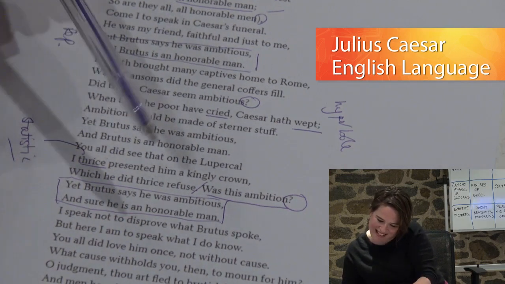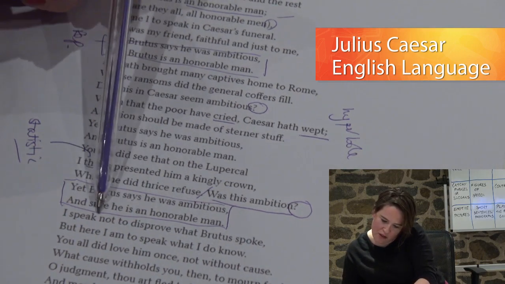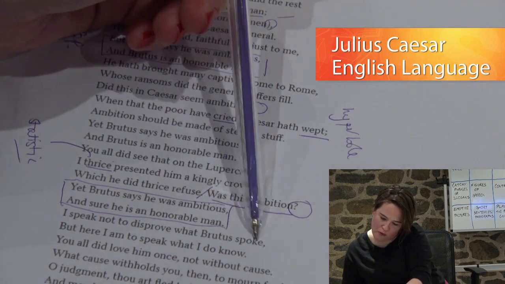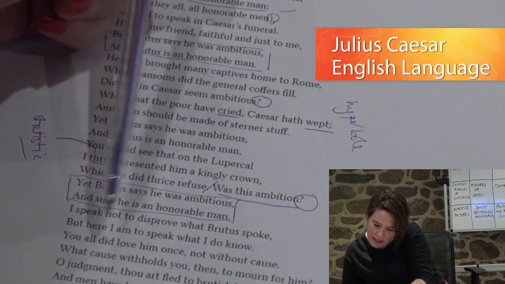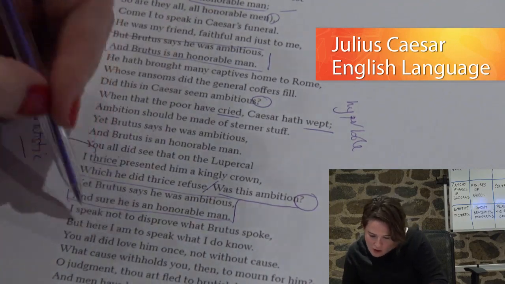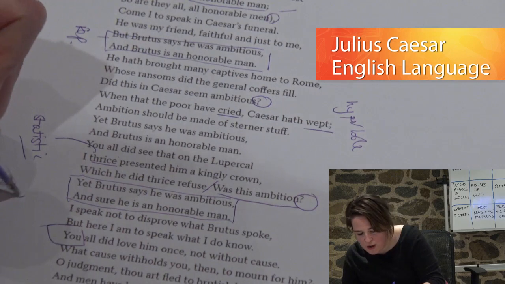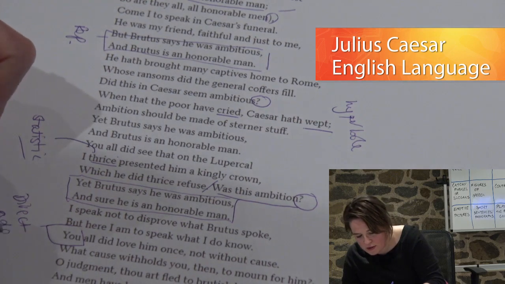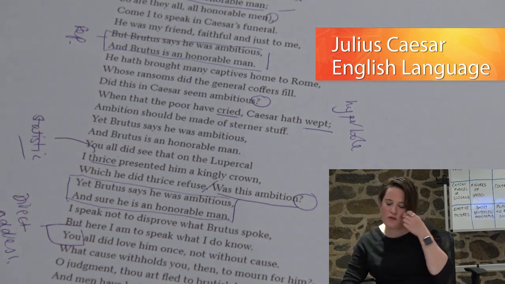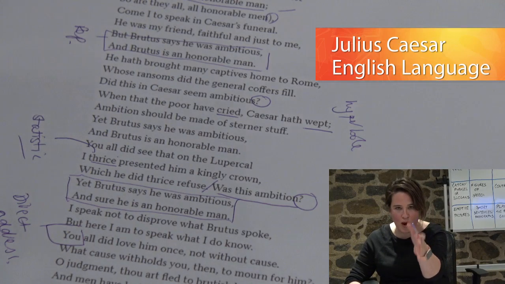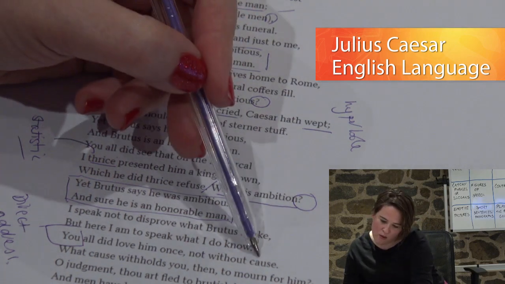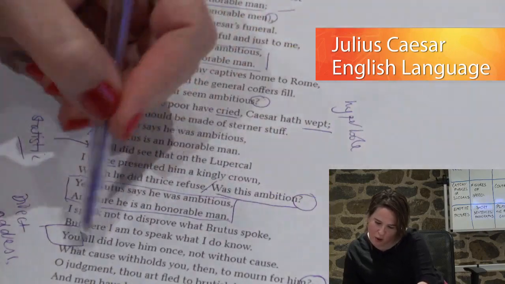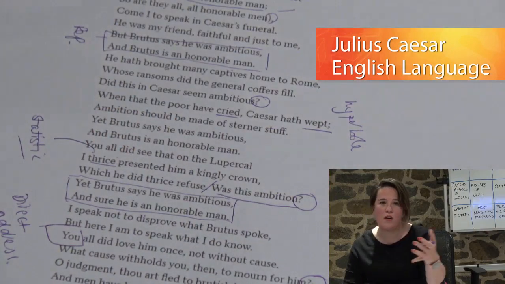So let's have a look how he ends here. "I speak not to disprove what Brutus spoke", a double negative there, which kind of hints that actually Brutus was wrong. "You all", there's another good one here. This is called direct address. It's not on my list, but we can add it. Direct address is where you talk directly to your audience, involve your audience. "You all did love him once, not without cause." Another rhetorical question: "What cause withholds you then to mourn for him?" Why aren't you mourning for him?